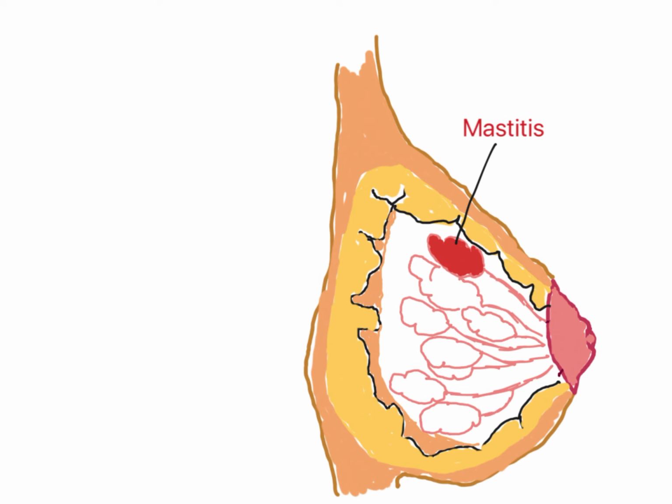So some of the possible nursing diagnoses are acute pain related to the inflammation of breast tissue, and another one is risk for ineffective breastfeeding related to milk flow interruption due to inflammation.